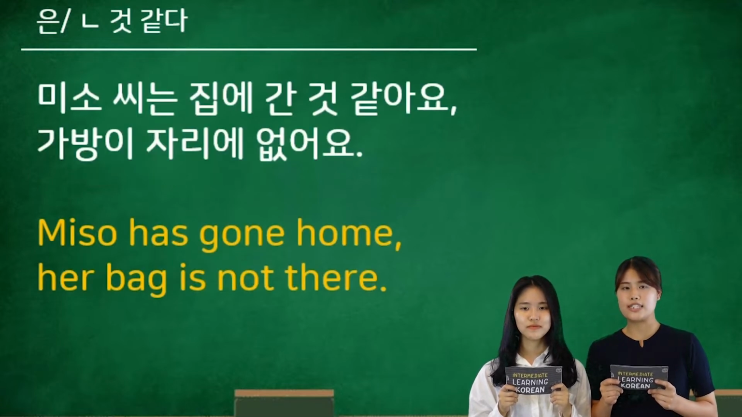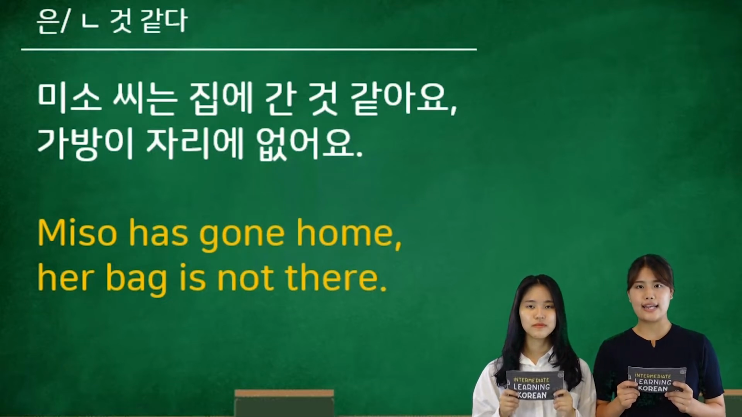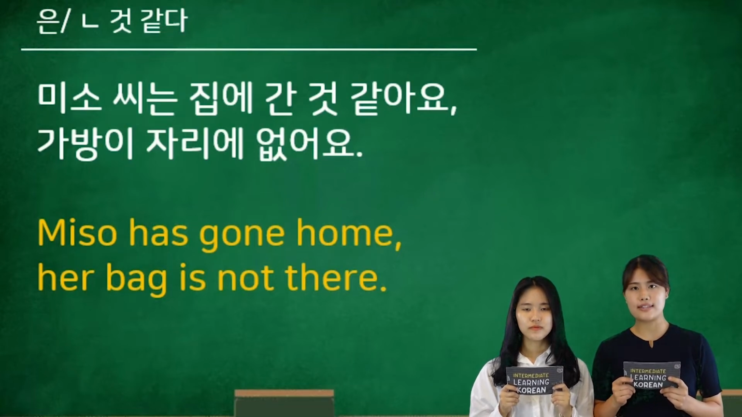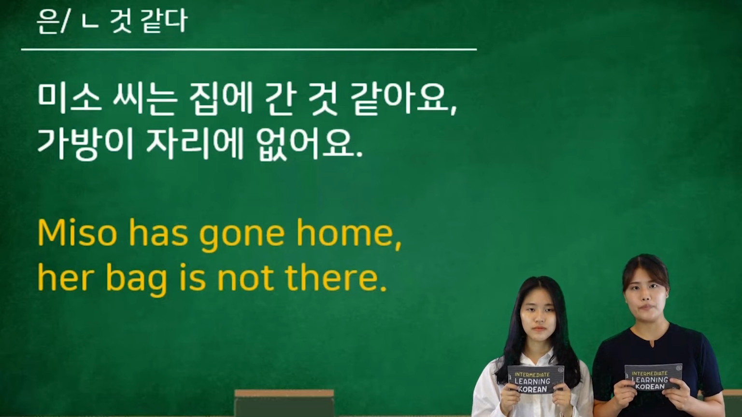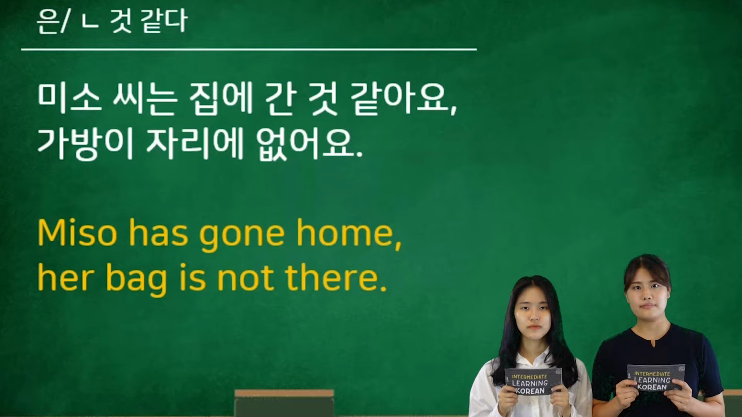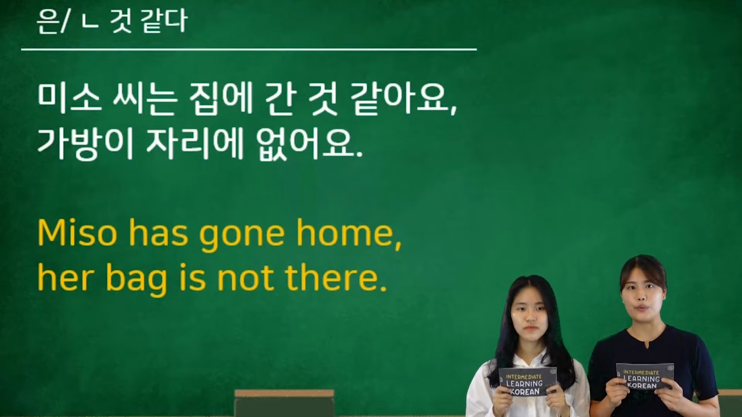미소 씨는 집에 간 것 같아요. 가방이 자리에 없어요. The meaning of this sentence is that 미소 has gone home. Her bag is not there. We can say 간 것 같아요 on the basis of 가방이 자리에 없어요.